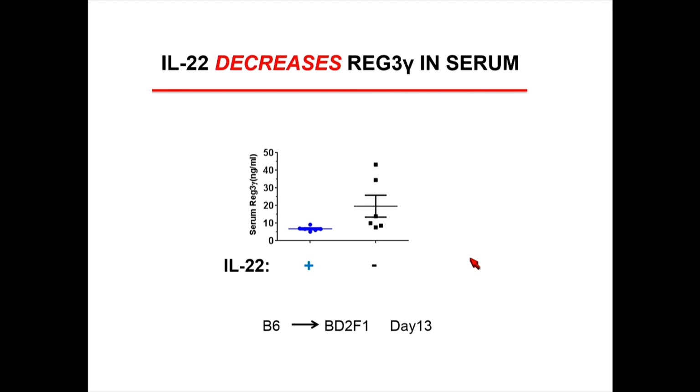And when you express Reg3 in the epithelium and you essentially reestablish the enterocyte barrier, in fact, so this is GVHD, this is phosphate buffered saline. If you give IL-22, you're increasing Reg3 in the GI tract and you're decreasing it in the serum. So the Reg3 that we see leaking into the serum is essentially a surrogate marker for crypt damage.